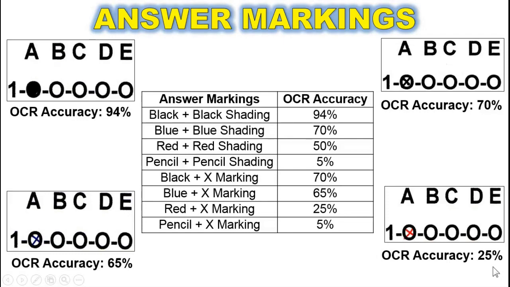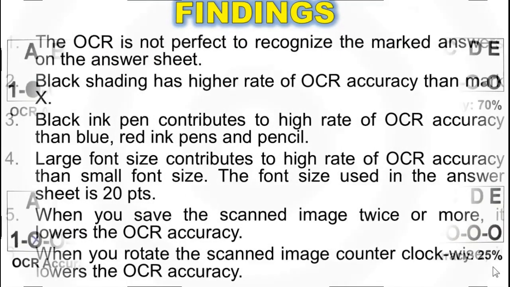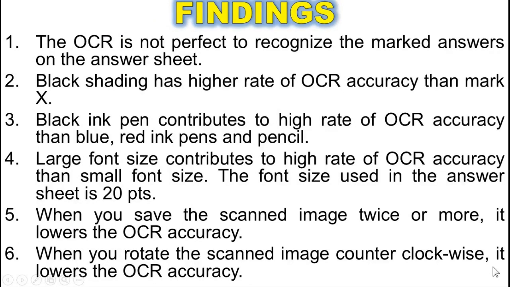The results of the experiments are shown on this table. The highest OCR accuracy in detecting the marked answer is fully shading the circle with black color ballpoint pen. The X marking has low OCR accuracy. The colors of pen such as blue, red, and pencil have low OCR accuracy. These are the findings of my experiments.